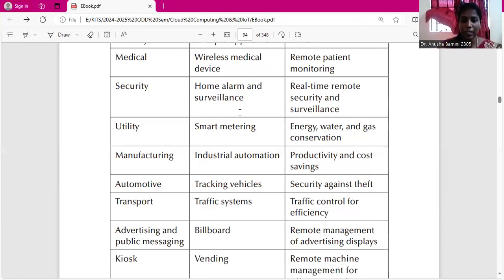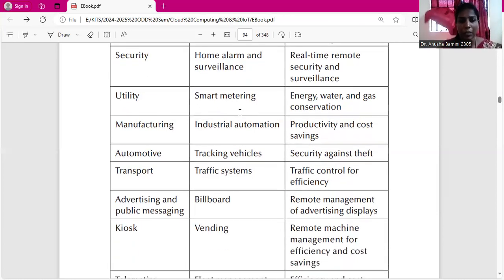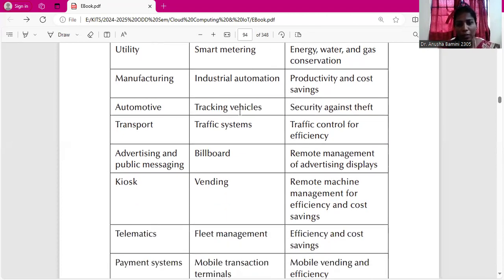Then the traffic system, billboards, and vending machines. A vending machine is a best example; we are using one in our campus also. Without the support of a human or a billing person, we can easily get the particular products, whether a chocolate, juice, or whatever it is. We can pay and get it from the vending machine. And fleet management, I already explained to you: cargo or ship management, which plays a major role.